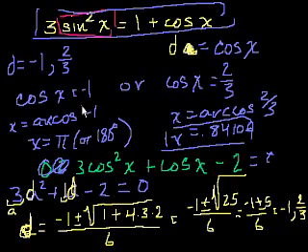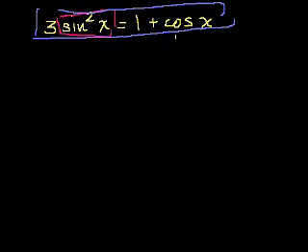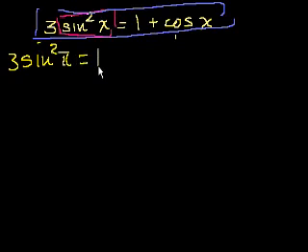Let's see if they work. Just for fun, let's see if this one works. Let's see if when we substitute pi into this equation, we get the correct answer. Let me erase all of this just so we can check it. I'm only going to check pi; the 0.84 is messy, but you can do that in your own time. So let's make sure this works with the pi. 3 sine squared of pi is equal to 1 plus cosine of pi.